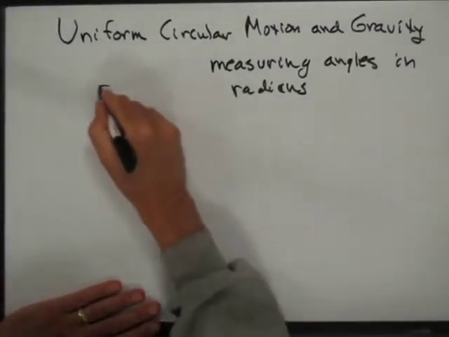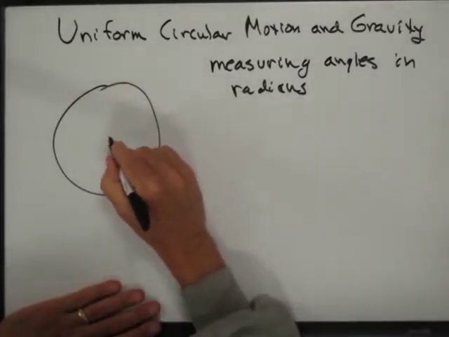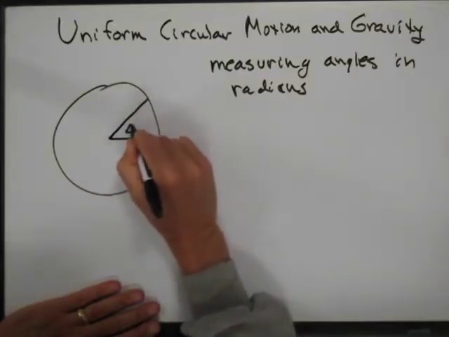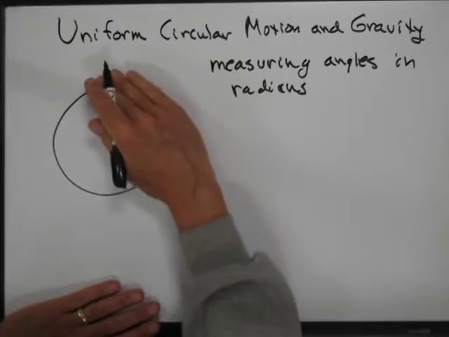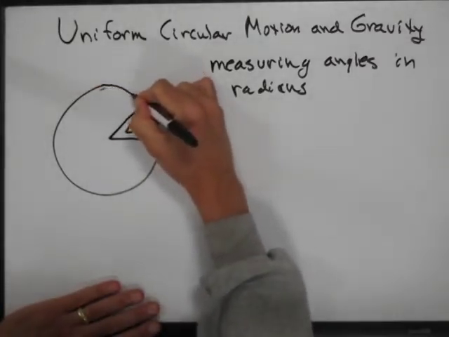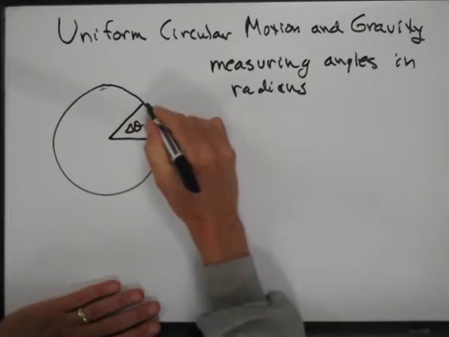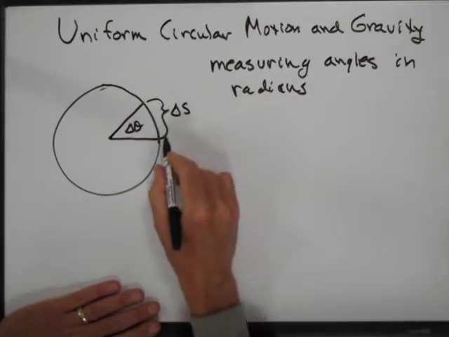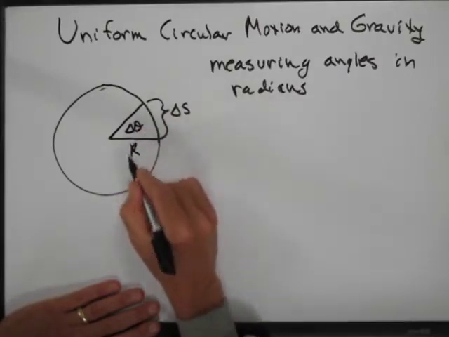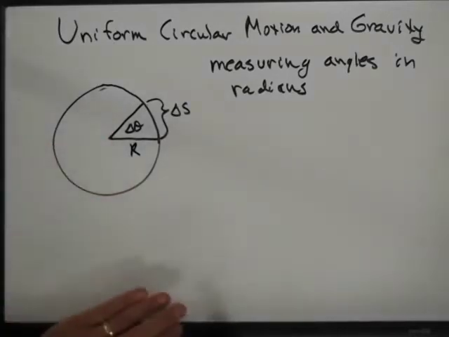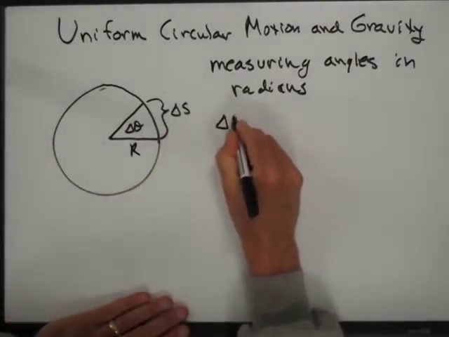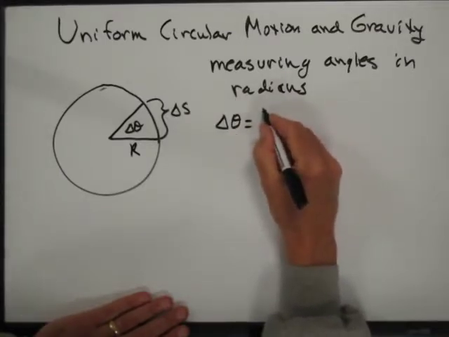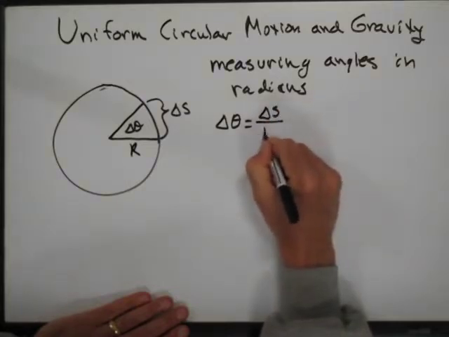Let me draw another circle here. Right, and so here's my circle, and I'm just going to look at an angle like this one, and I'm going to call it delta theta. And I'm going to say, look, pretend this is a circle. I know it's not a very good one, but pretend it's a circle. This is the arc length, and we'll call it delta S. And that's just the distance along the circle. And this is the radius of the circle. And so it turns out you can define delta theta, the measurement of the angle, as the ratio of the arc length to the radius.